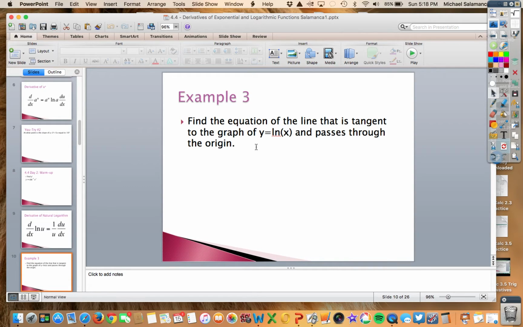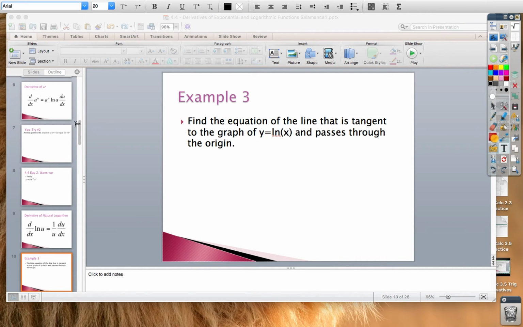Because what's happening here is we have two things that we have to consider now. We know that there is some point where, when we substitute in the value a into the original equation, we're going to get ln of a. I hope this part makes sense. We're just picking some arbitrary number a. When we substitute it into the original equation ln x, we get ln a. So that's one of the rules that we know.